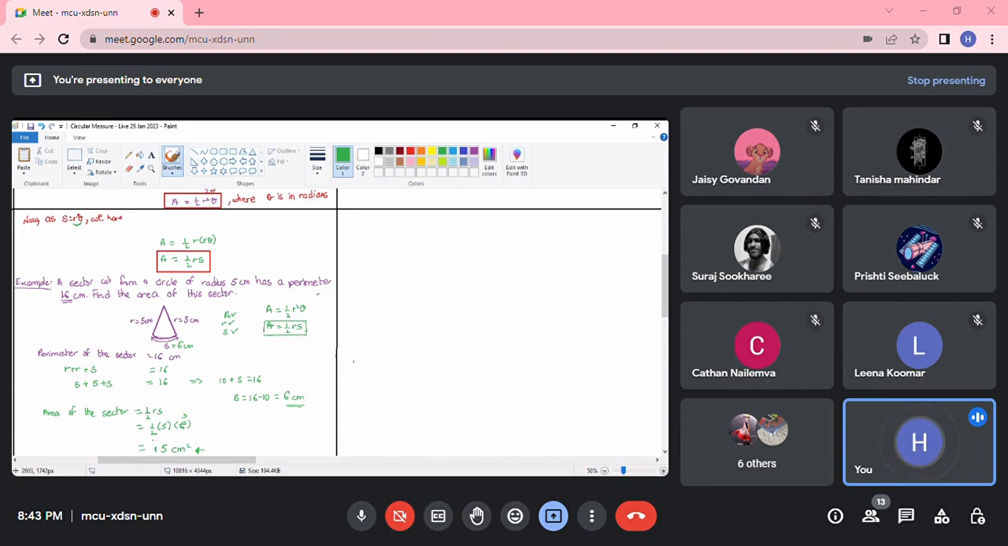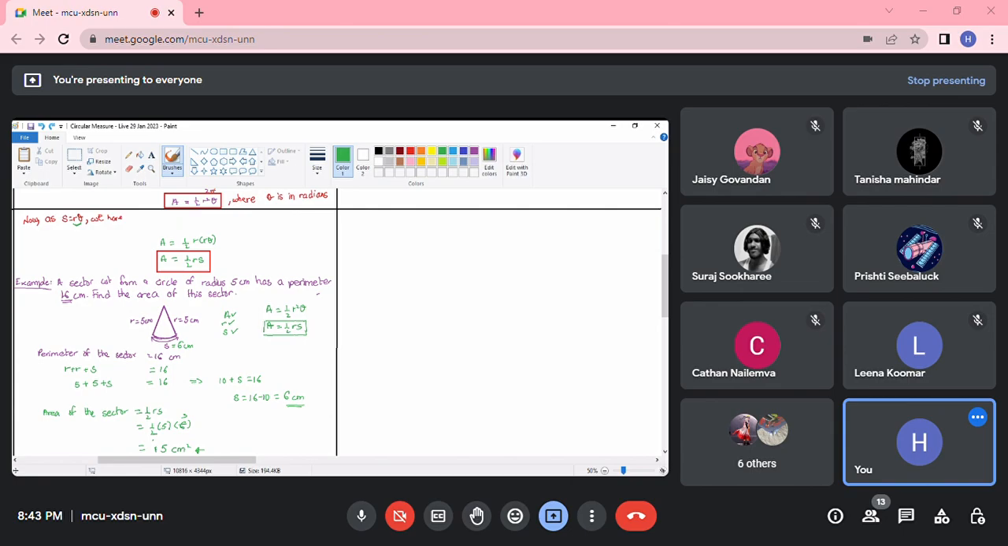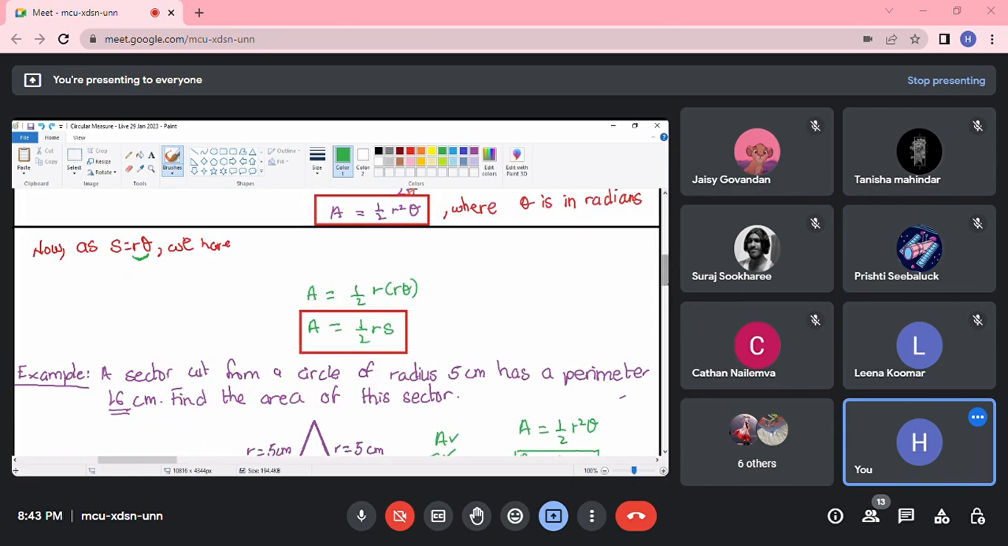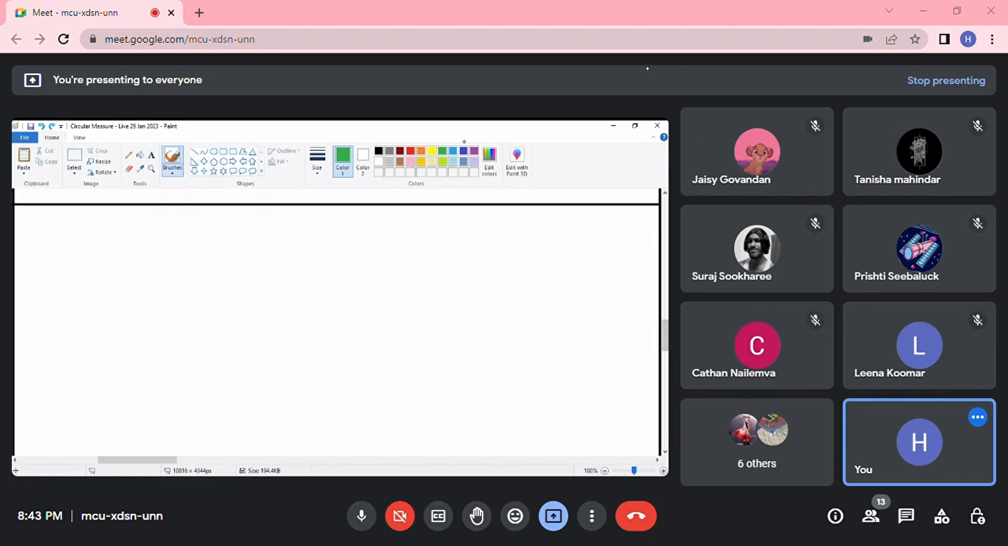Okay, let's continue. So this was the first example that we saw, the area. Now, let's have a look at another example. Still an example.